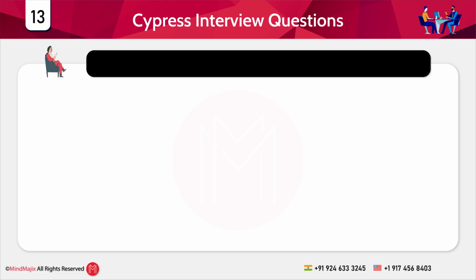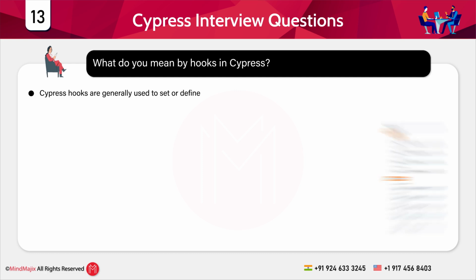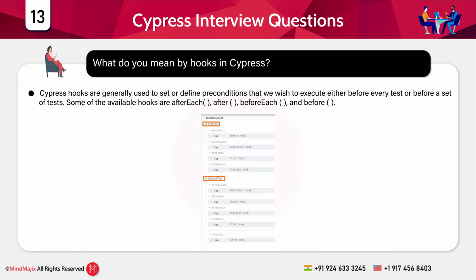The next question is, what do you mean by hooks in Cypress? So Cypress hooks are generally used to set or define preconditions that we wish to execute either before every test or before a set of tests. So some of the available hooks are after each, after, before each, and before.